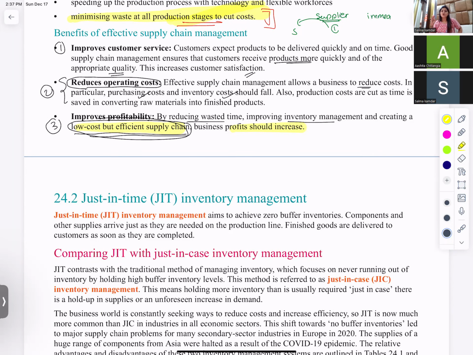So the 3 benefits of effective supply chain management are: improved customer service, reduced operating costs, and improved profitability. I'm giving you time, learn the inner content.